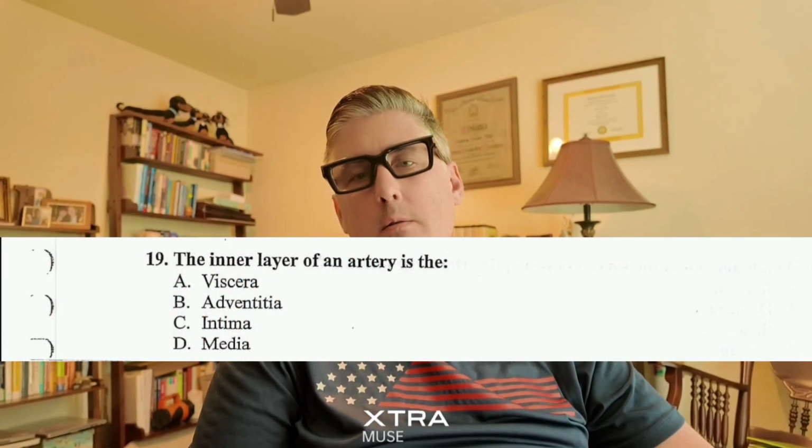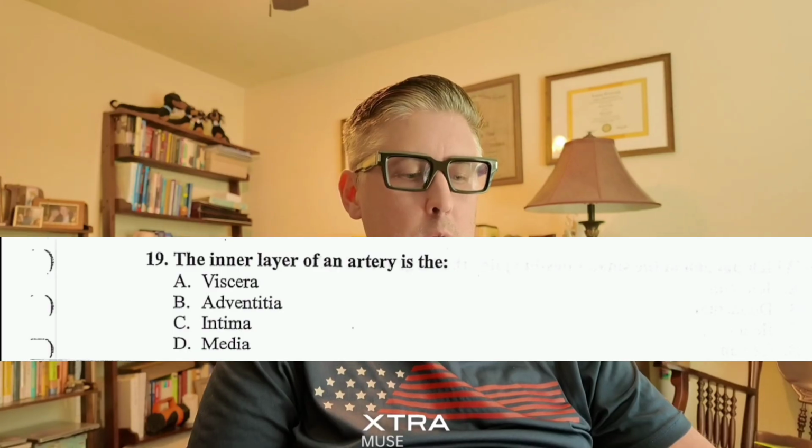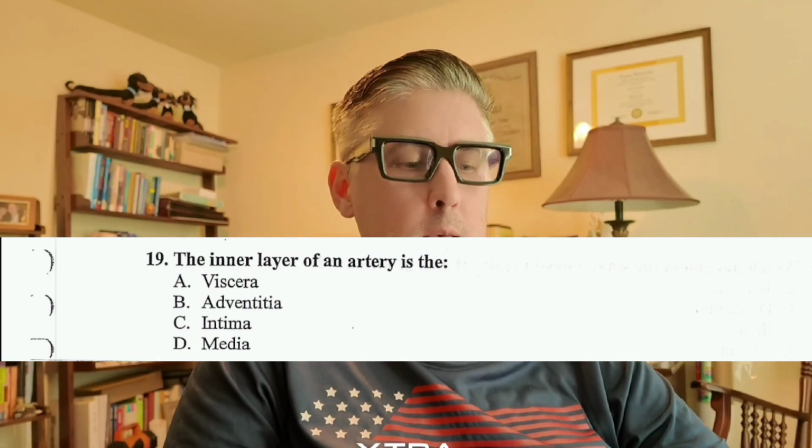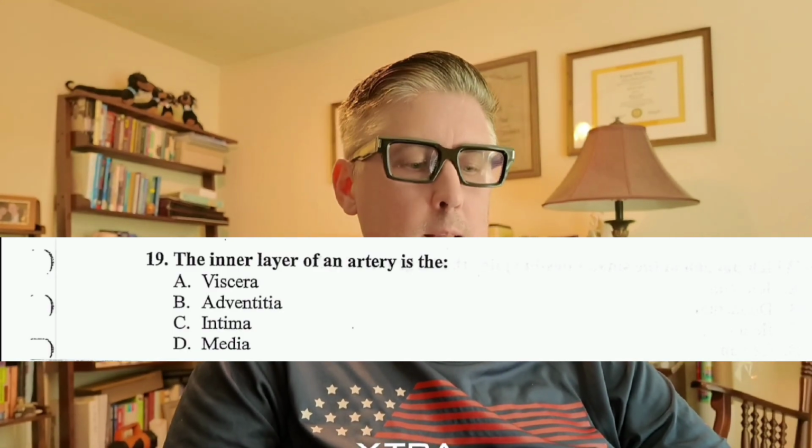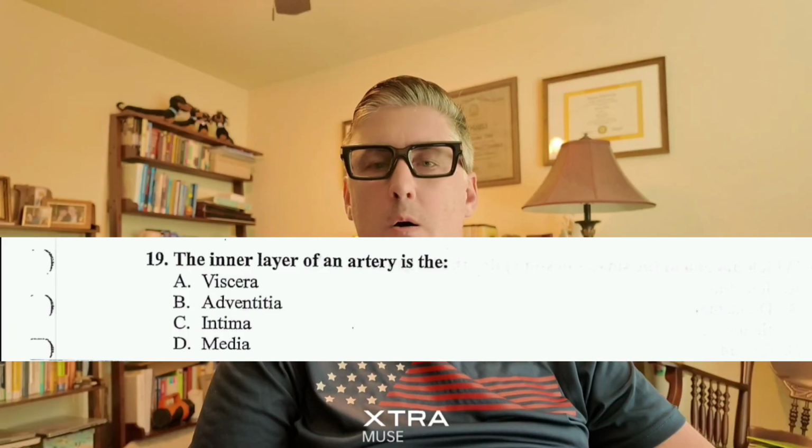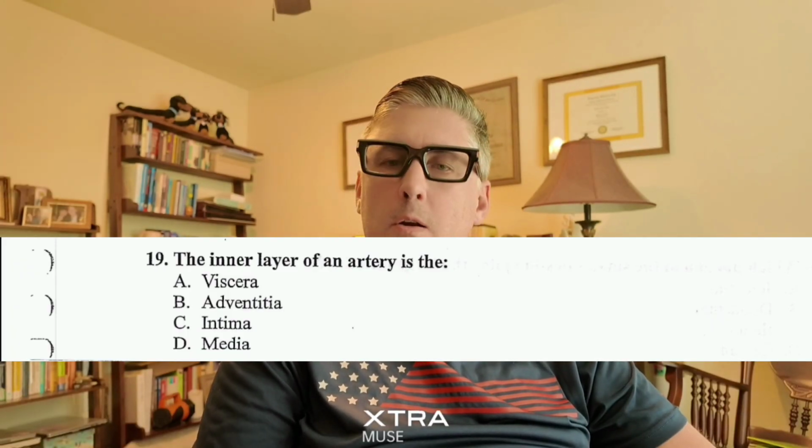All right, I'm just going to read along here, make sure I understand some of these questions. All right, the inner layer of the artery. I've said this question 1,000 times. The inner layer of the artery is the viscera, the adventitia, the intima, or the media, right? The 3 layers of vessels. The inner layer is the intima, which is C. Yes, correct answer is C. Adventitia is the externa. Viscera is not really a part of it. The media is the middle layer. There's 3 layers of the vessel. So correct answer on that is C.